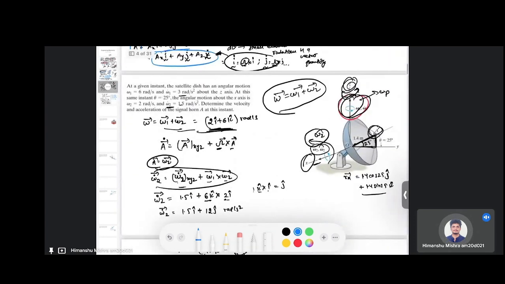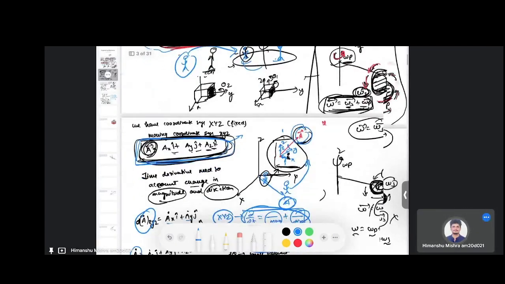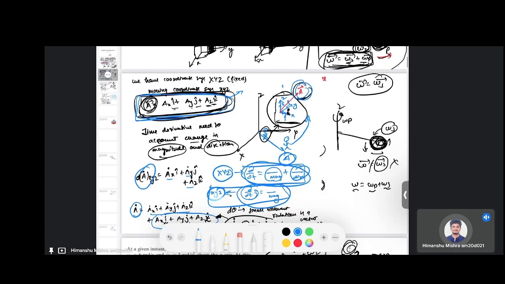So here you can see that we are given the motion of a satellite. Its angular motion along the z axis is given as omega 1, which is the angular velocity, and omega 1 dot, which is the component of angular acceleration, and it is also moving about the x-axis with angular velocity omega 2 and component of angular acceleration omega 2 dot. And we saw in the earlier example that the resultant spin of this disk is not just omega s when another angular motion component is present. It's actually omega p plus omega s.